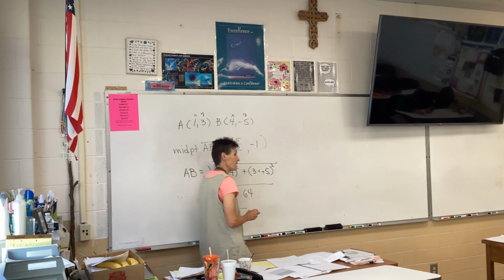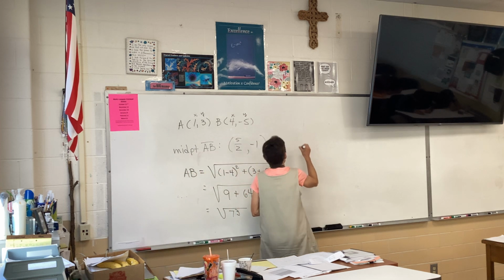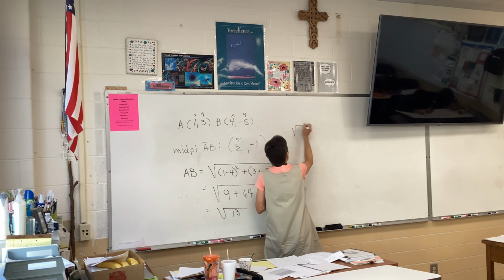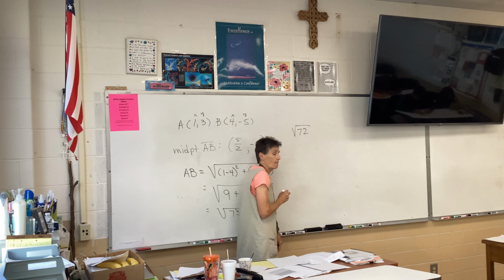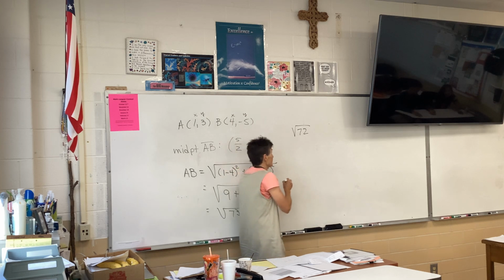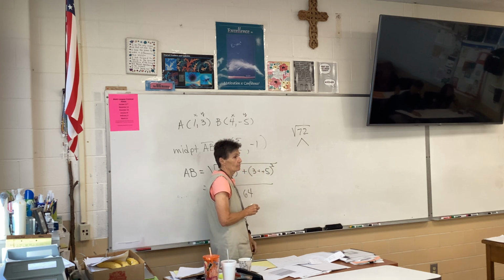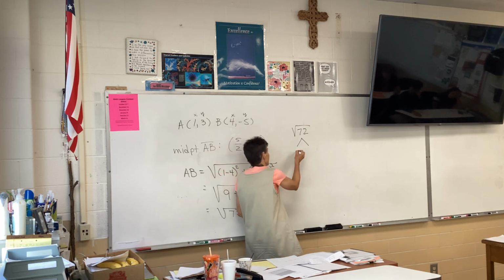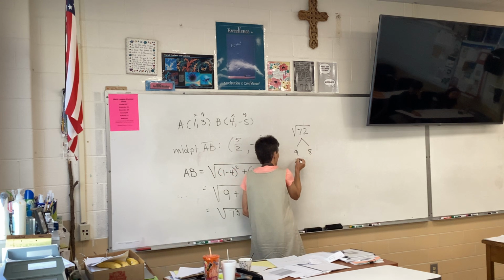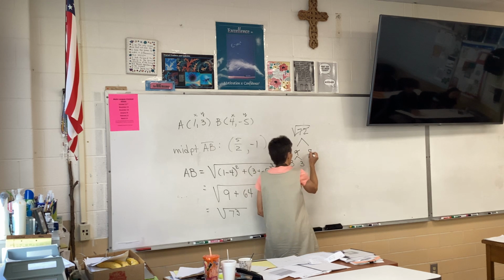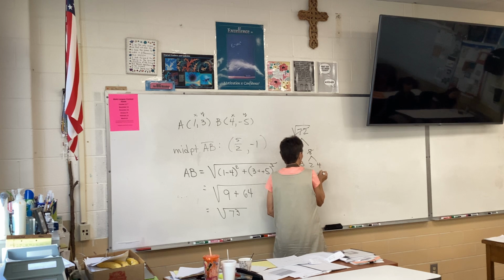But just in case, let's say on your quiz, because the numbers will be different, let's say you get root 72. How does 72 break down? 9 and 8? 9 breaks down into 3 and 3. 8 breaks down into 4 and 2. And 4 breaks down into 2 and 2.